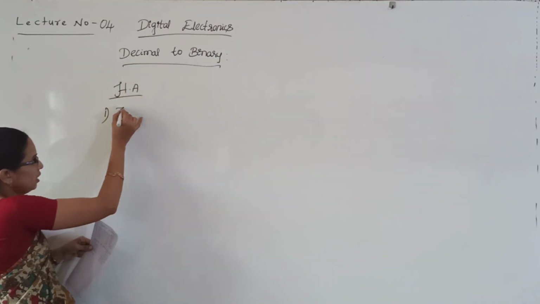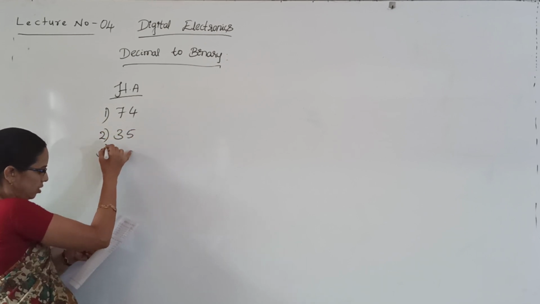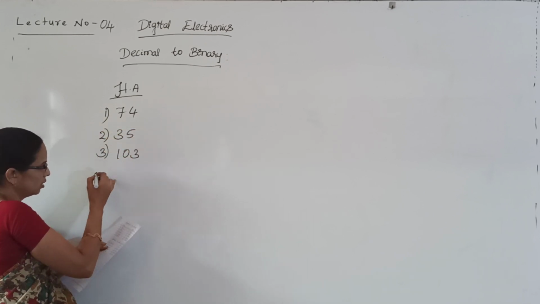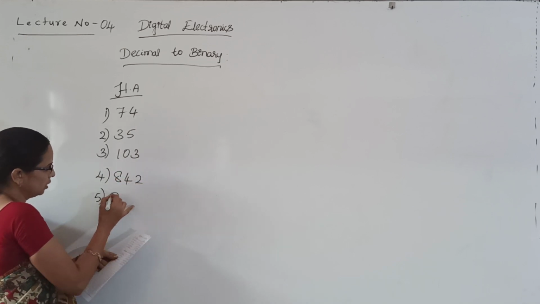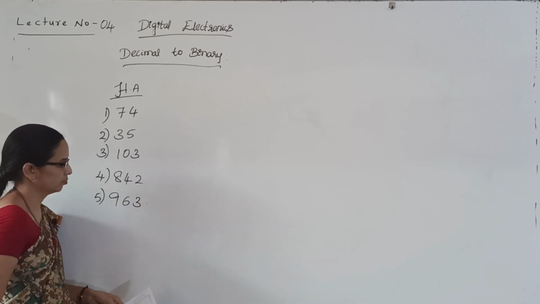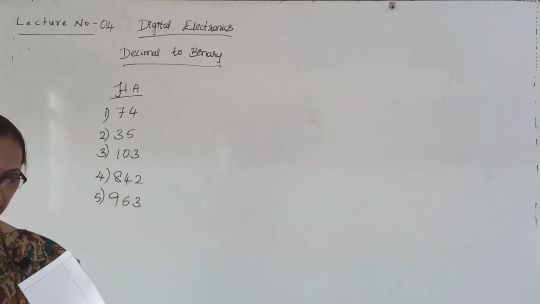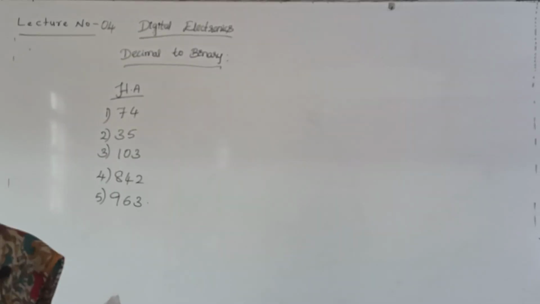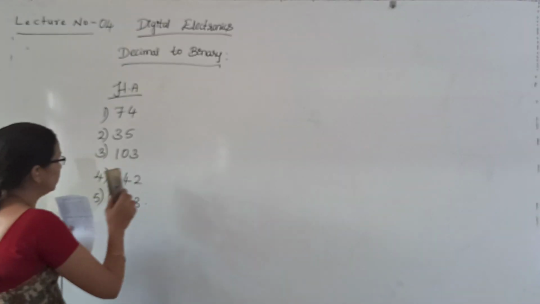Decimal to binary: 74, 35, 103, 842, 963. These are the 5 problems you have to do on your own and tell me the answers for this. Okay. Next one.